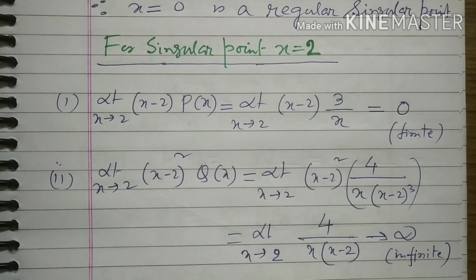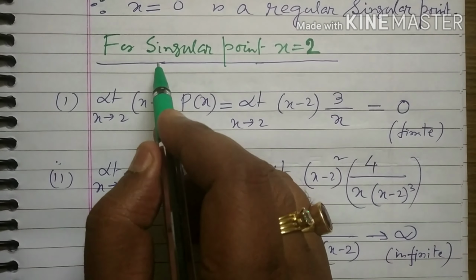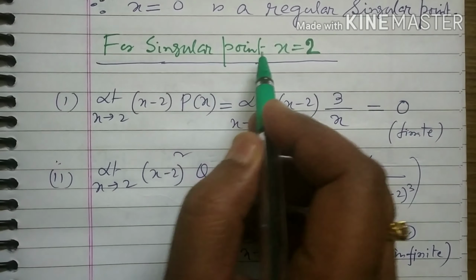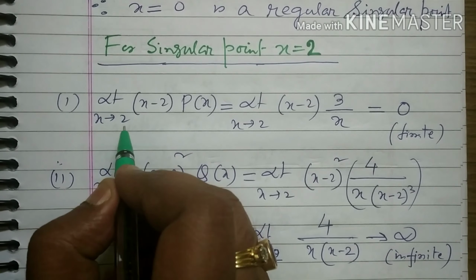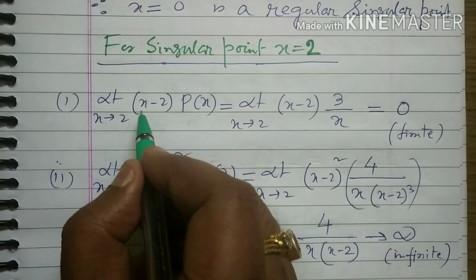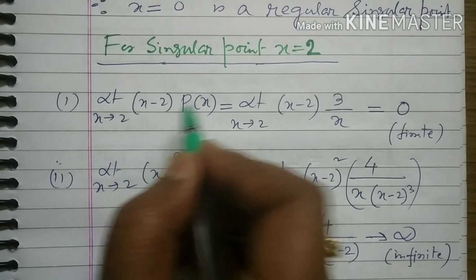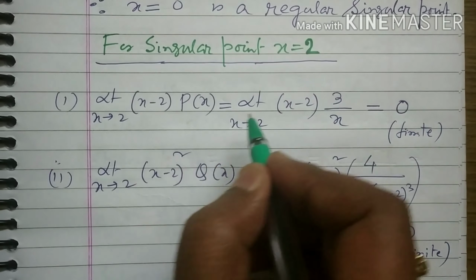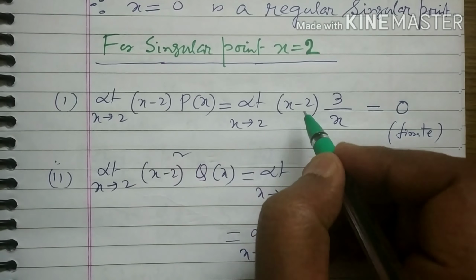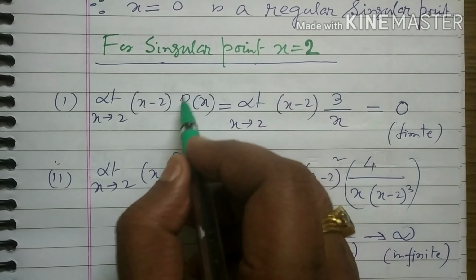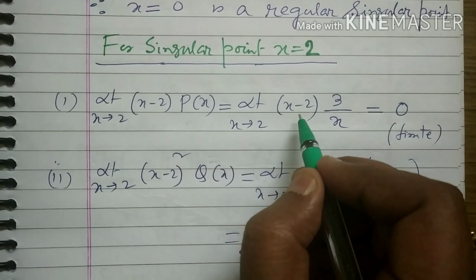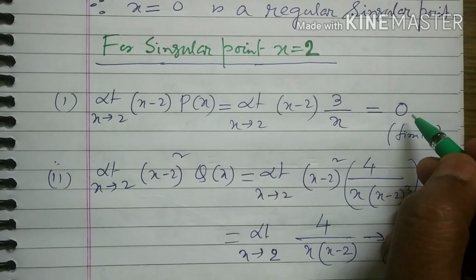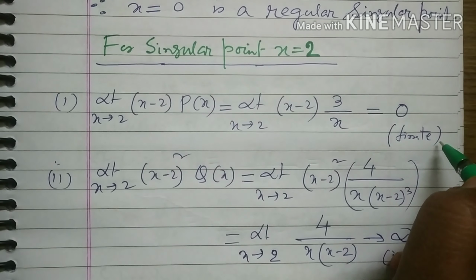Now another point you have, x equals 2, a singular point. Now limit x tends to 2, this 2 is coming from here, x minus 2, this 2 also coming from here, times px. What is px? px is equal to 3 by x. If I put x equals 2 in this relation, what do you get? 0, that is a finite value.